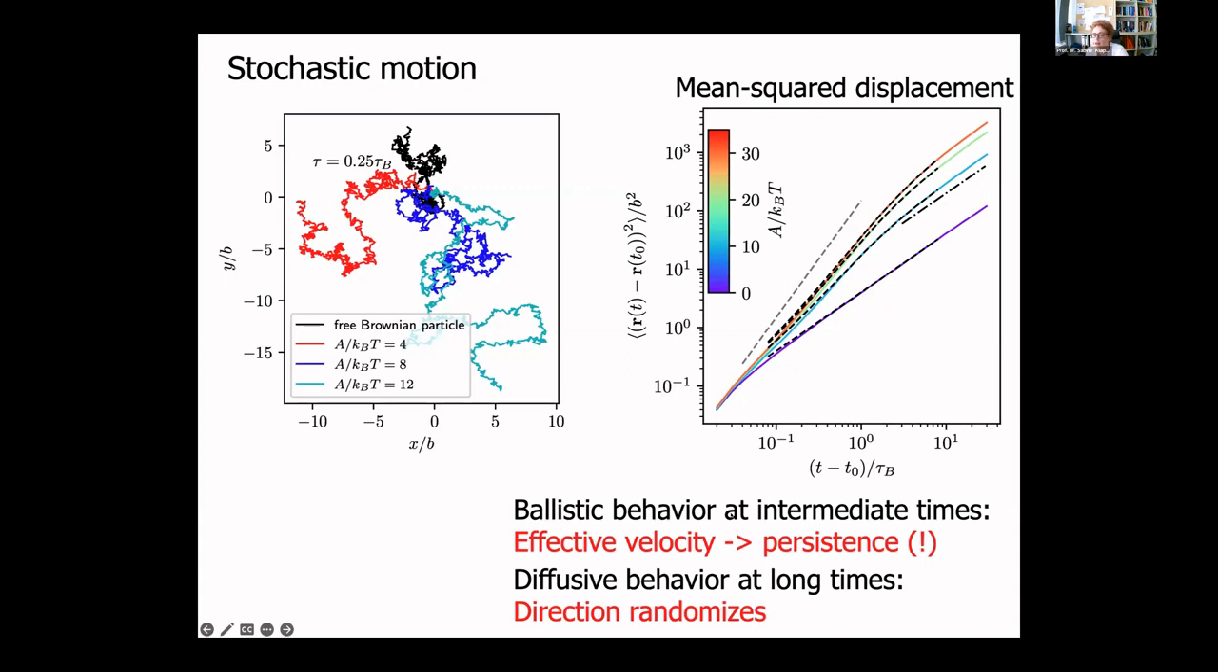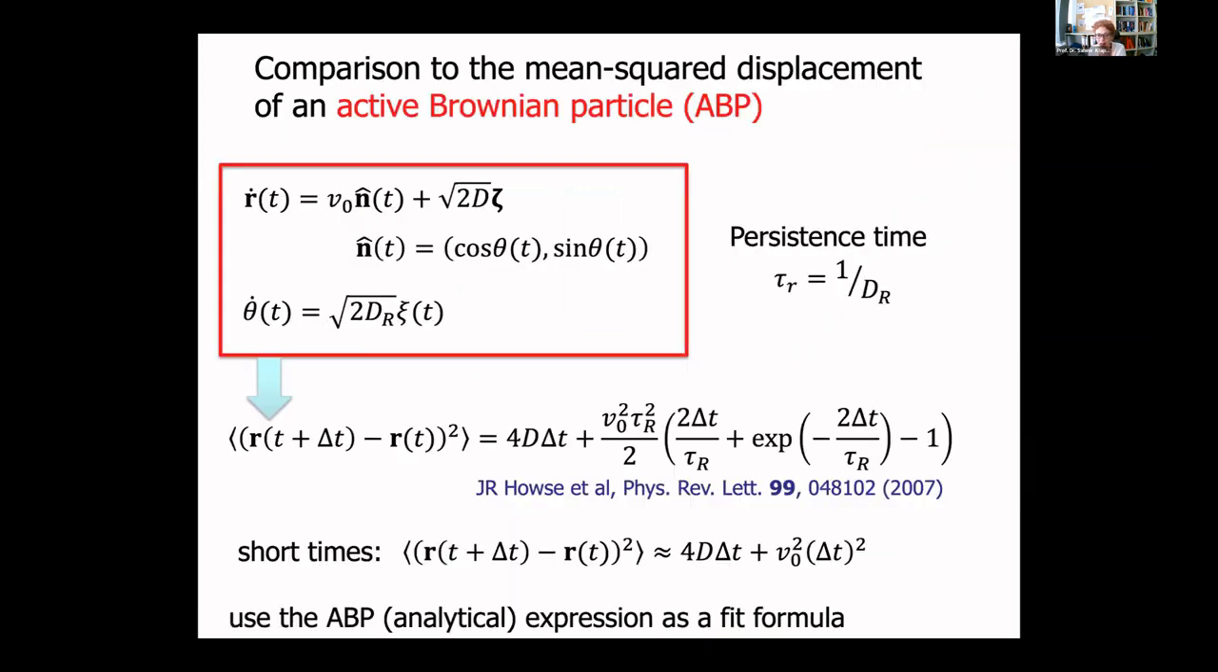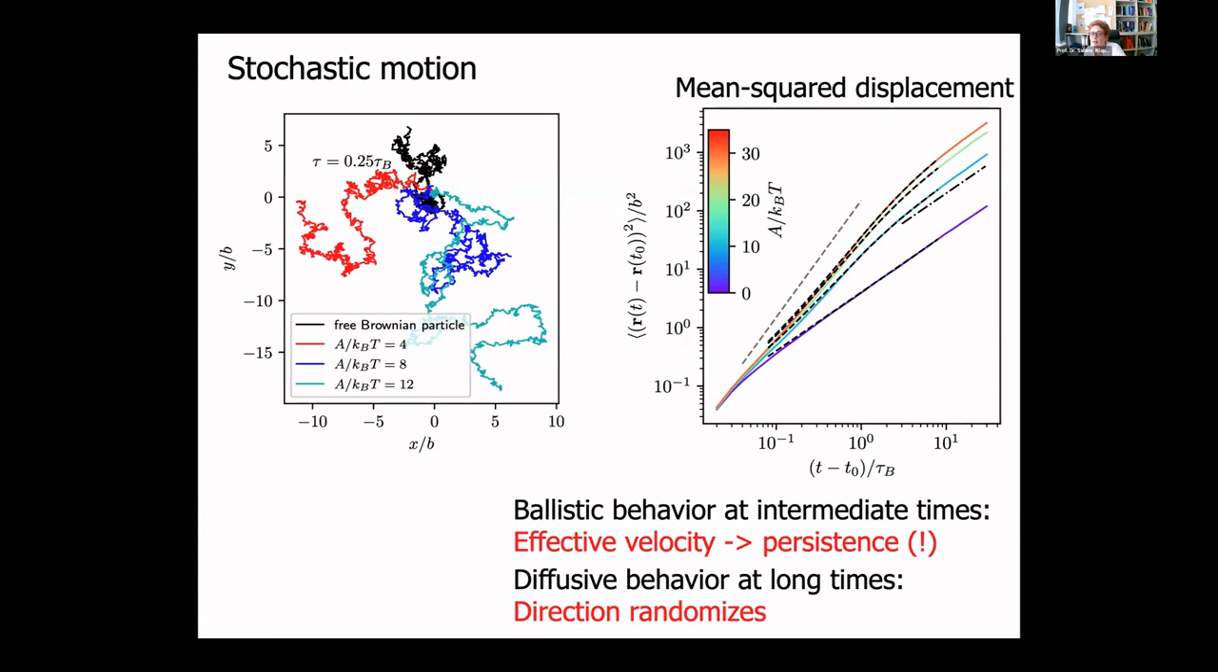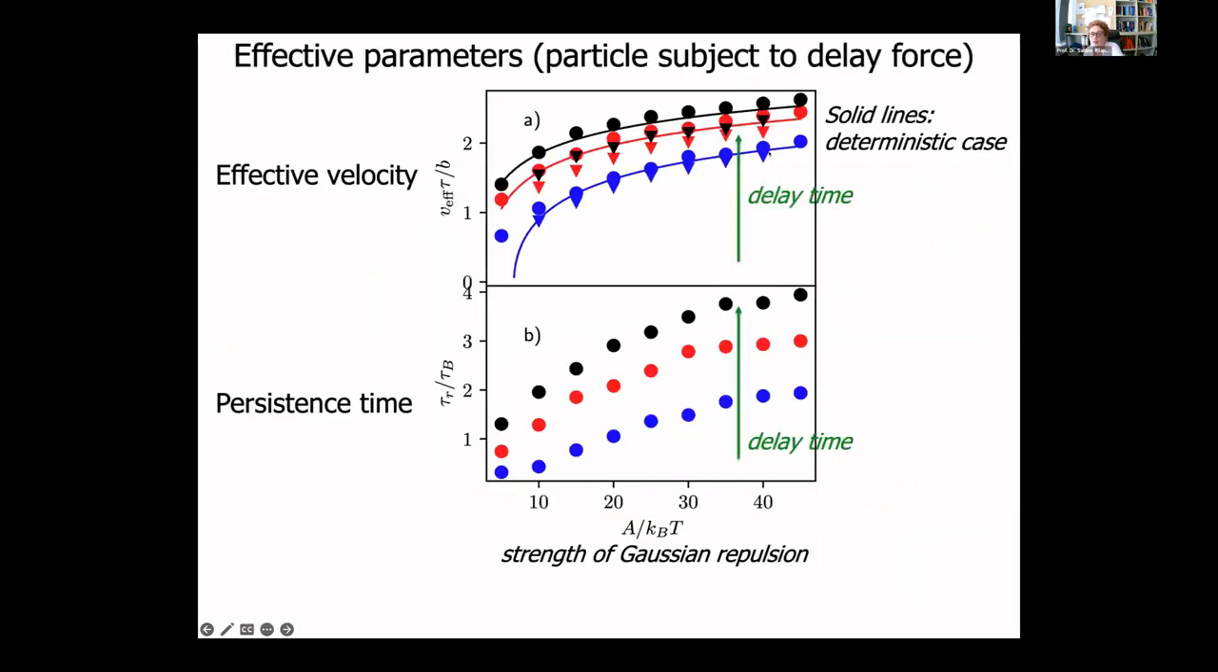In other words, there is some sort of effective velocity and persistence even in the stochastic case. We have analyzed that, and I'm not going into details here, by fitting these mean square displacements (MSDs) to those of active Brownian particles, which have quite similar MSDs. This helps us to calculate the effective velocity and also the persistent time of this particle in the stochastic case.